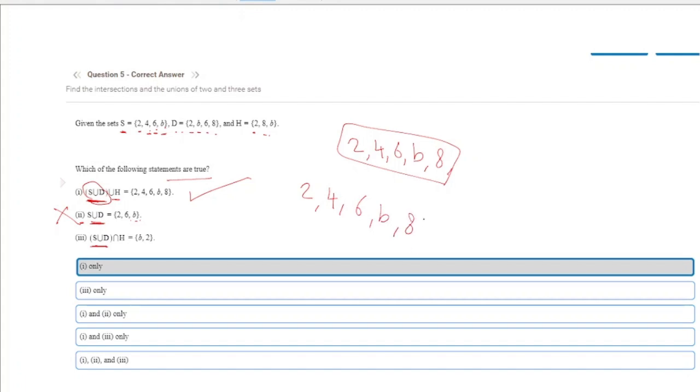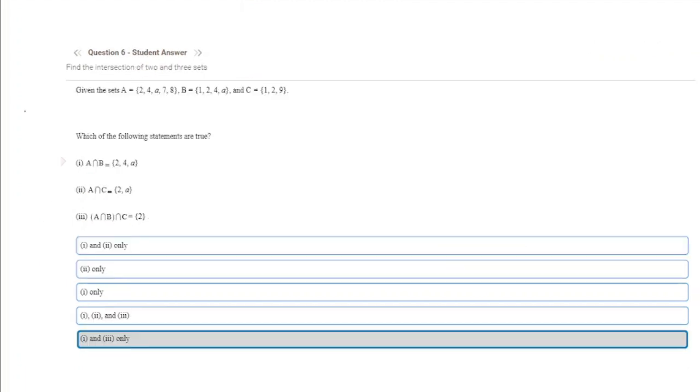Okay, this set will intersect with H. So it will be the intersect, that means the numbers in the same two sets. So it will be 2, 8, and B. Here it's only saying B and 2, which is the wrong answer. So the answer will be option number 1 only.